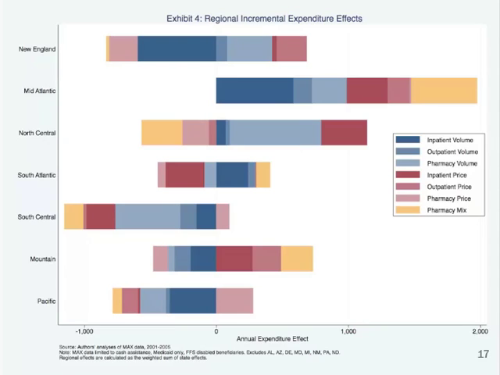The opposite, if you look down here at South Central, which is basically the South, almost all the expenditure effects are negative, and that's driven in large part by low rates of pharmacotherapy. So they don't do as much prescribing in the South. The other effects are also smaller, but consistently negative, and end up with less expenditure in South Central.